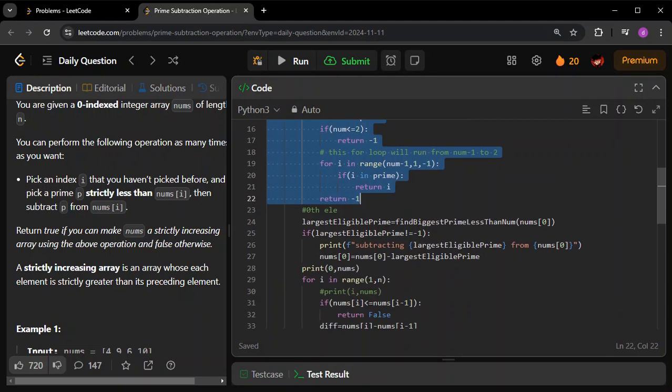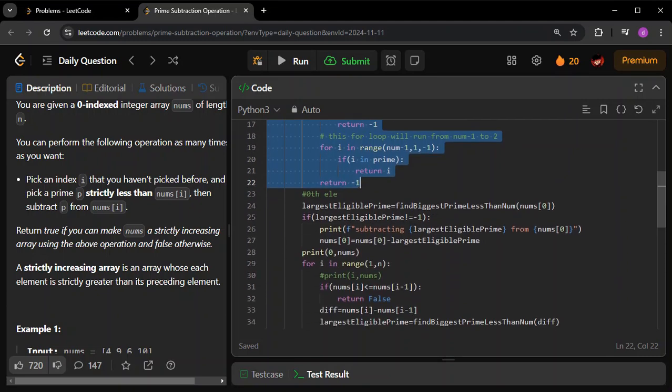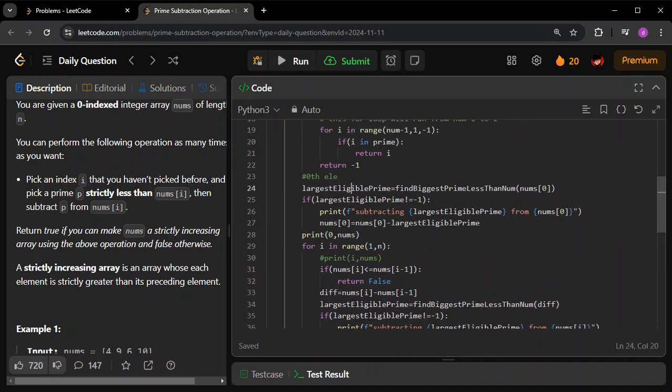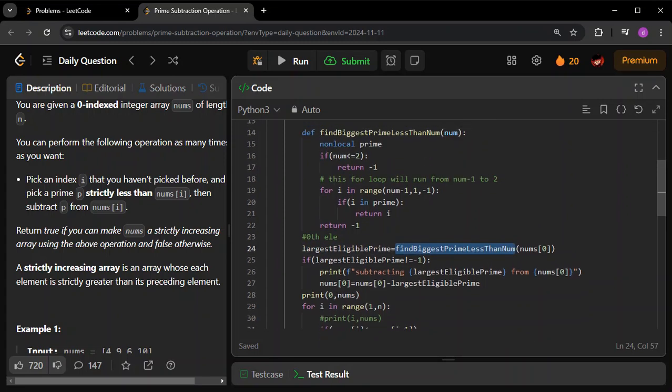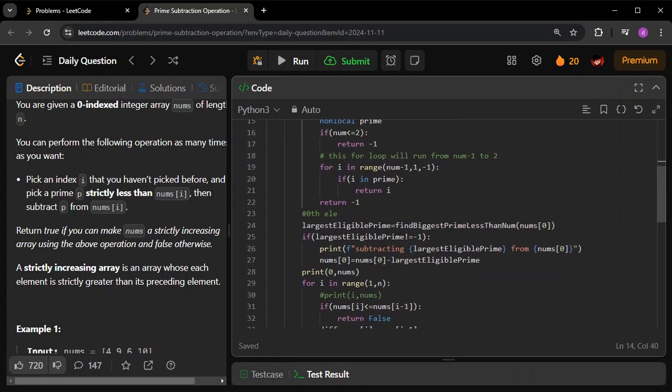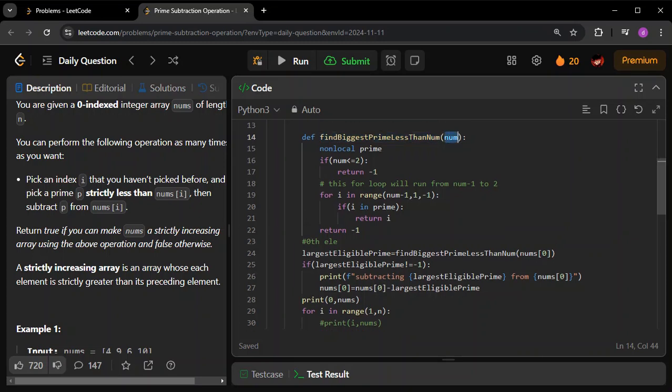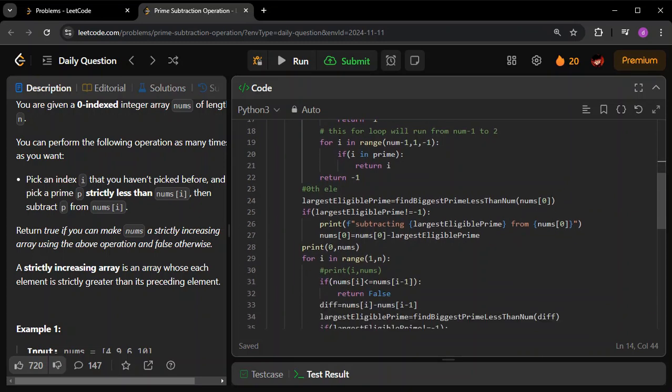Fine. Now let us start the first thing. I will process the 0th element separately, and for the other elements I will start a for loop to process them. So let us see what I'm doing. First of all, I'm declaring a variable called largest eligible prime. I am calling this particular function that I declared previously. This function will give me the biggest prime number less than the parameter passed, less than num. So I am passing nums of 0 first.